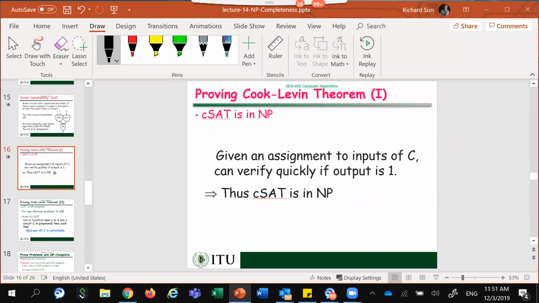So, Cook's theorem. Cook proved that this circuit satisfiability problem is NP-complete. Remember, to prove NP-complete, there are 2 steps. One is to prove the problem is in NP, meaning it must be polynomial time verifiable. NP means polynomial time verifiable, right?